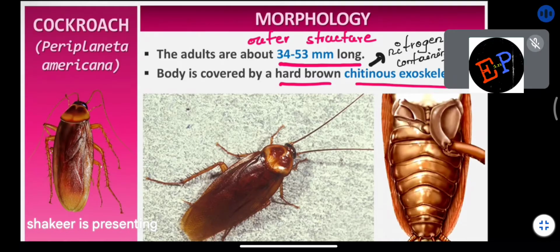What is meant by dorsal side? Back side. Ventral side means front side. So on both sides you will see this exoskeleton. Exoskeleton means the skeleton which is present on the outside of the body. Clear now? Chitinous. Chitinous means what? A nitrogen containing polysaccharide is called chitinous. You will get this word many times. Chitinous means it is also a carbohydrate or polysaccharide, but nitrogen is the major component in it. So, hard brown chitinous exoskeleton.